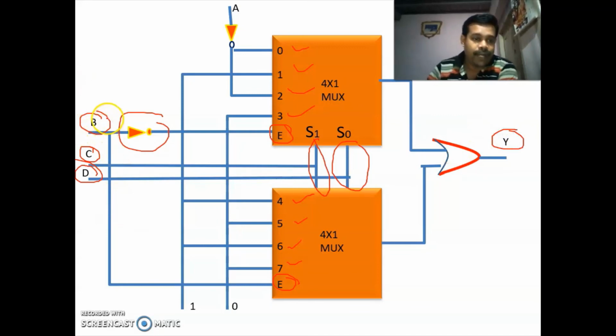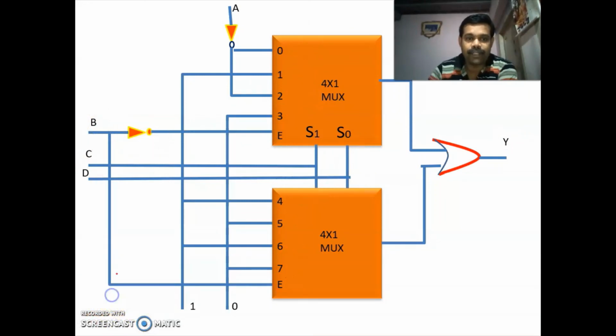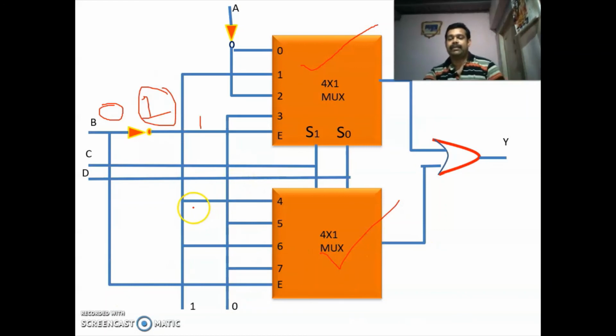When the value of B is 0, here you will be getting 1, so the first 4:1 mux will be enabled. Similarly, when B is equal to 1, the second 4:1 mux will be enabled. Okay. So the numbers which are given in the question will give the output of 1, and all other numbers will give the output of 0.